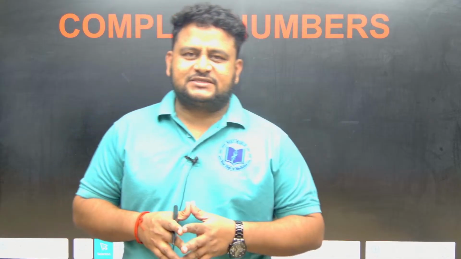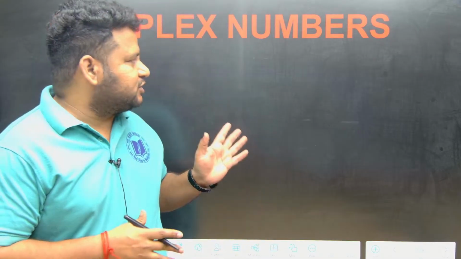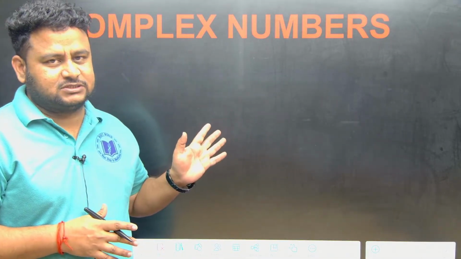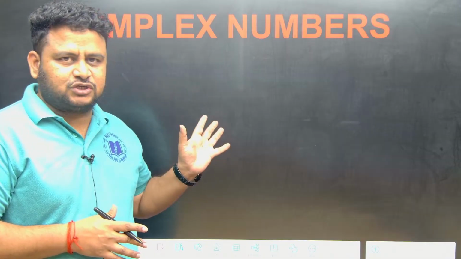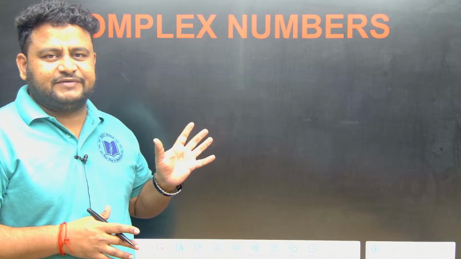So in the previous class we discussed the topic of what? Quadratic equations. The continuation of that topic itself is complex numbers. That means I can say the evolution of the topic of what? Complex numbers comes from the topic of quadratic equations.